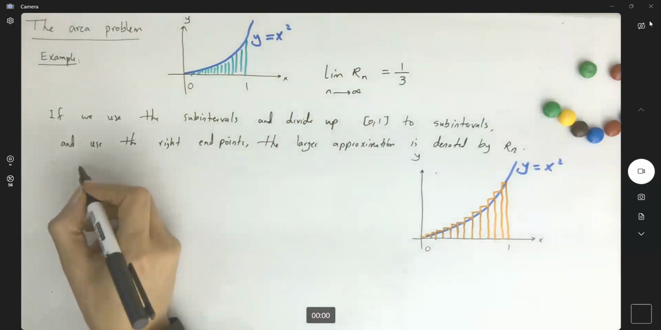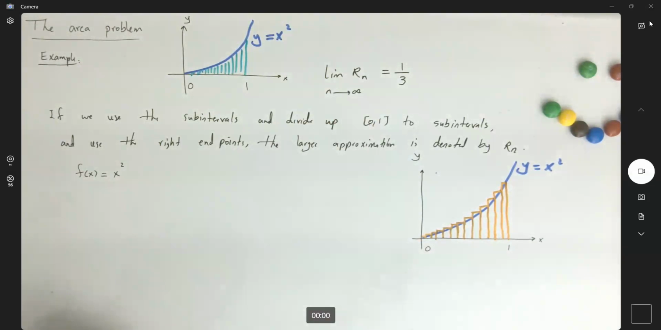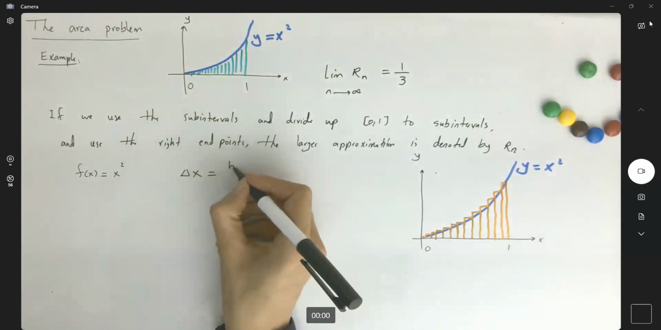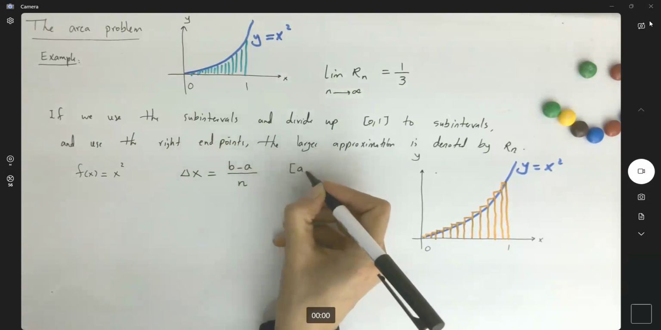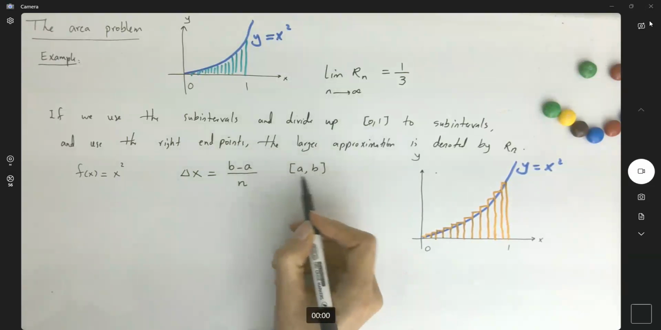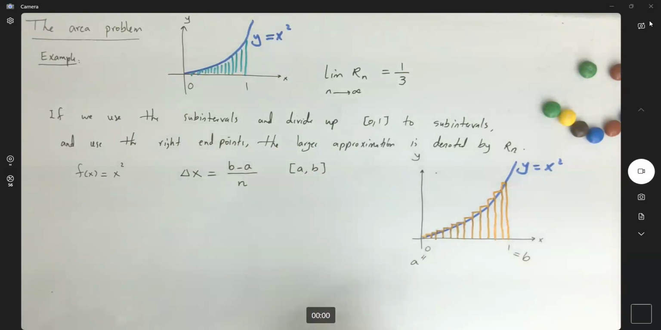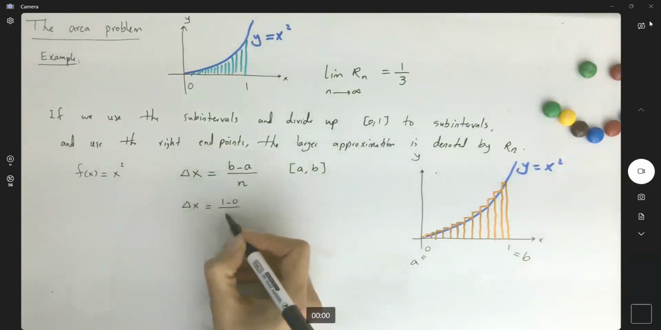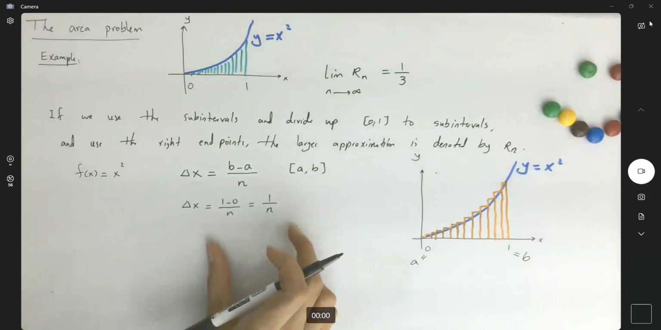So note that your function f of x is equal to x squared. You have sub-intervals on the right. What's the length of the sub-intervals? Delta x is defined as b minus a divided by n. What is a? What is b? These are the endpoints of your intervals. In this case, a is equal to 0 and b is equal to 1. So your delta x is equal to 1 minus 0 divided by n, or 1 over n. In the previous example, n was 4.